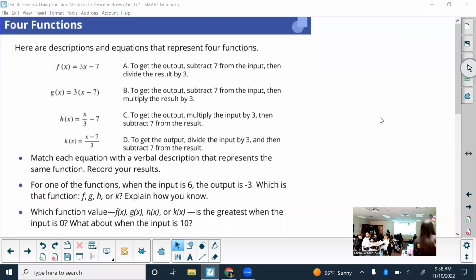All right, so moving on. Which description best matches the f of x function? A, B, C, or D? Who thinks A? Who thinks B? Who thinks C? And who thinks D? All right, so the 3 people that voted, I'm not surprised.